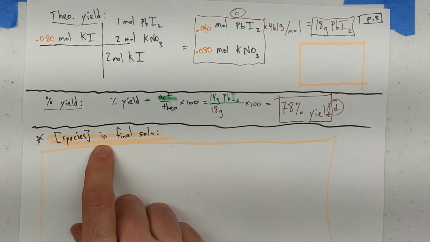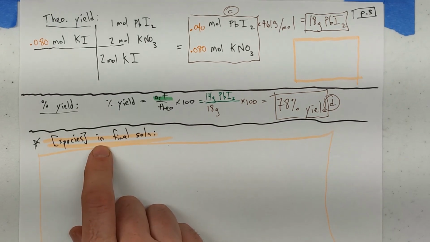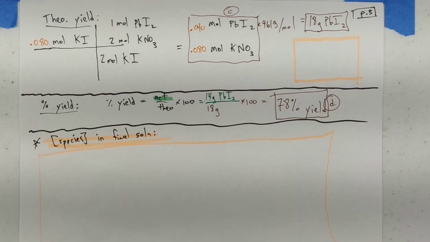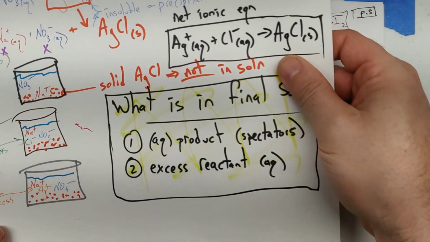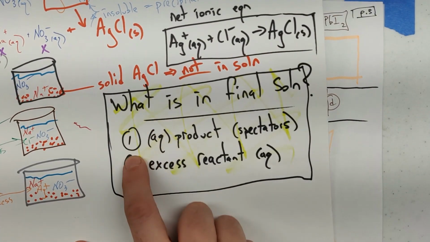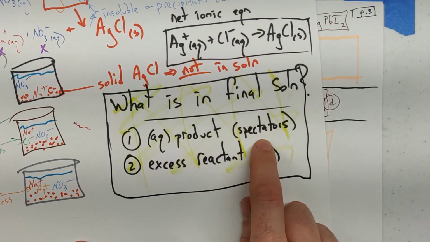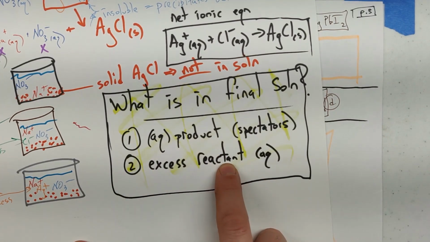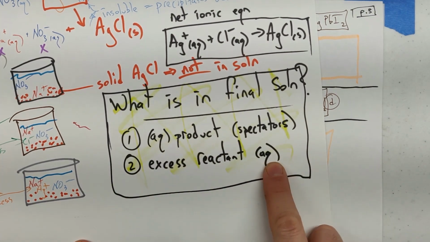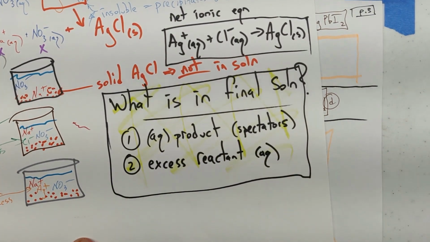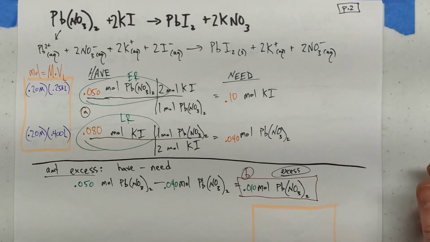And in a previous video, I established that there's only two things you're looking for. And that was this video right here. And the two things we end up looking for are our aqueous product, those are spectator ions, and our excess reactant, because that is what is left over. So this is our template of what we're looking for. And we can tie that back to how double replacement reactions work.